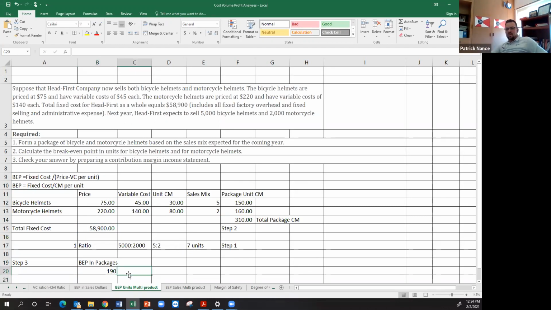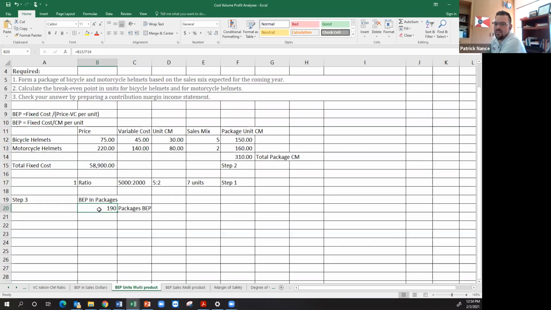Now this is not my end answer. This is 190 packages. This is where making sure we label things well is a good idea. So 190 packages is my break-even point. But in those packages, remember the smallest we could use in this case because of our ratio was 7 units. So that's not 190 units. That's 190 packages of 7. So the total units is actually 7 times that.